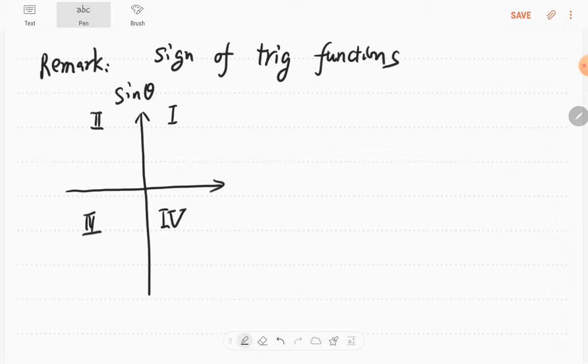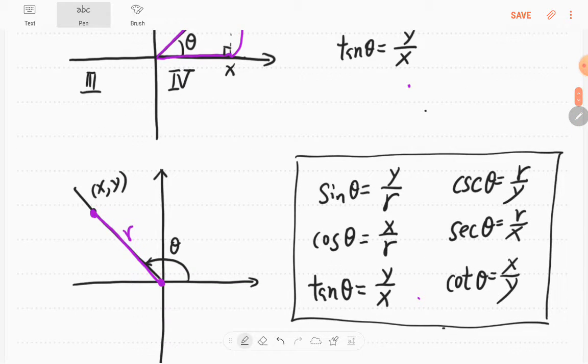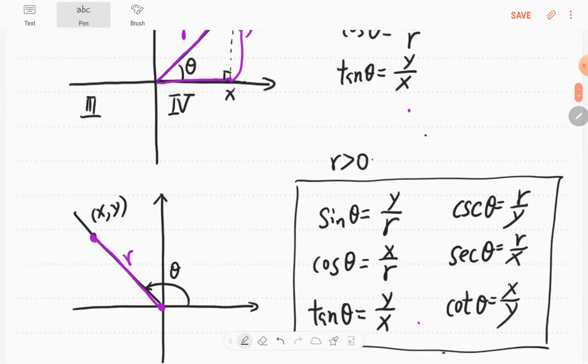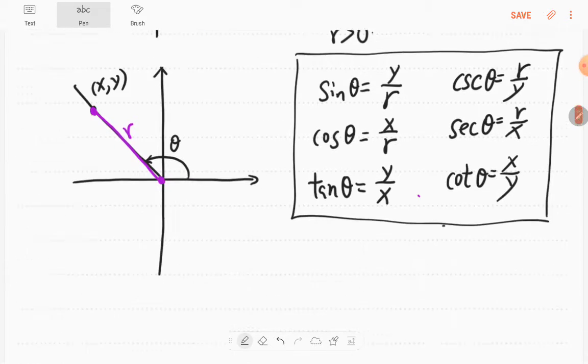This is the first quadrant, second quadrant, third quadrant, and the fourth quadrant. For the sine theta, when the terminal side is in the first quadrant, x and y are positive. So everything is positive. Because r, the distance to the point, is always positive, no matter which quadrant it belongs to.